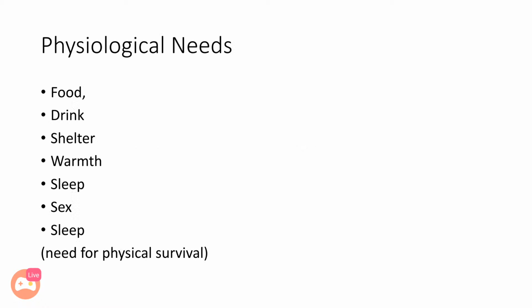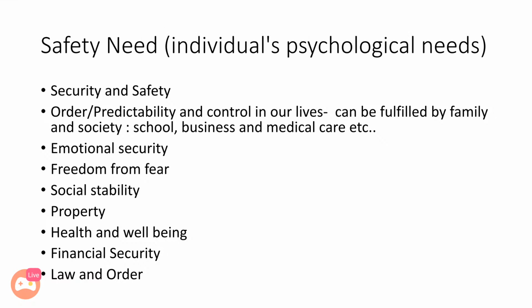So the first kind of need was physiological needs. This is the need for survival, like food, drink, shelter, warmth, sleep, sex. And then safety needs. Safety needs are security and safety, psychological needs like emotional security, financial security, law and order, property, school, business, medical care. All these are safety needs.